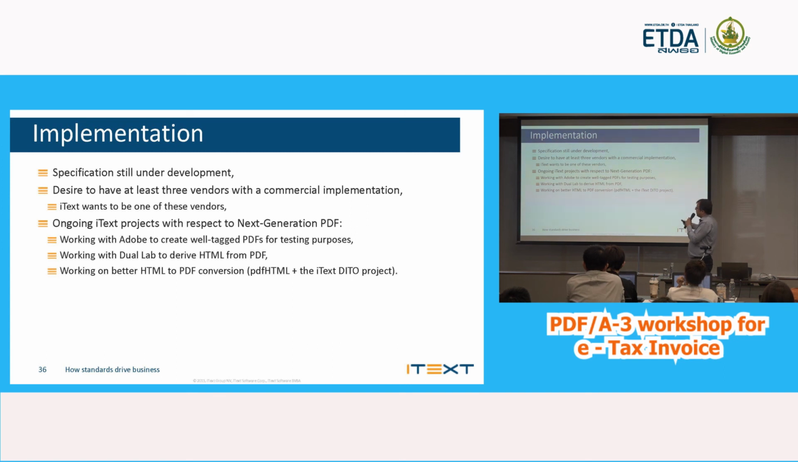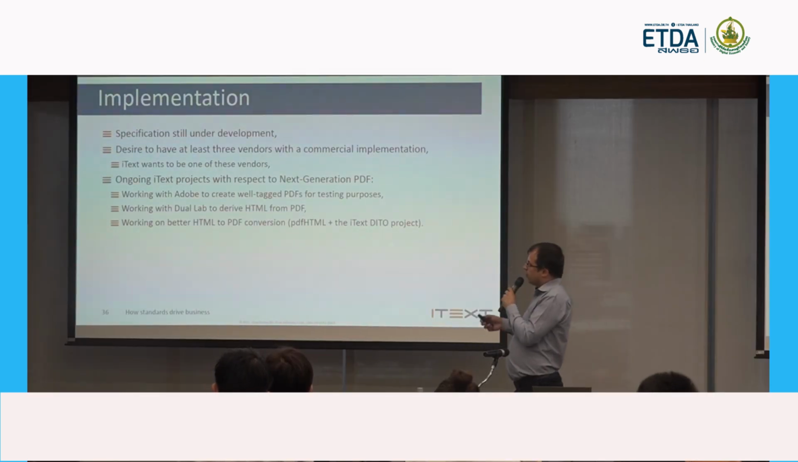So what are we doing now? Well, we're working together with Adobe to create well-tagged PDFs for testing purposes. So Adobe is now a contributor to iText for the new tagging, so for PDF 2.0 tagging. We work with Adobe to make sure that we all interpret the tagging rules the same way. And so already we found some ambiguities that we are fixing. DualLab is a partner who uses iText to convert a tagged PDF to HTML. And later on I'll have a session about how we are working on better HTML to PDF conversion.